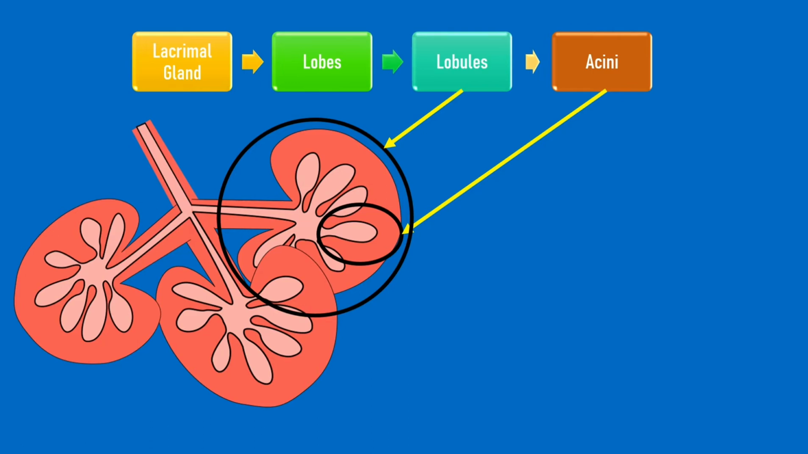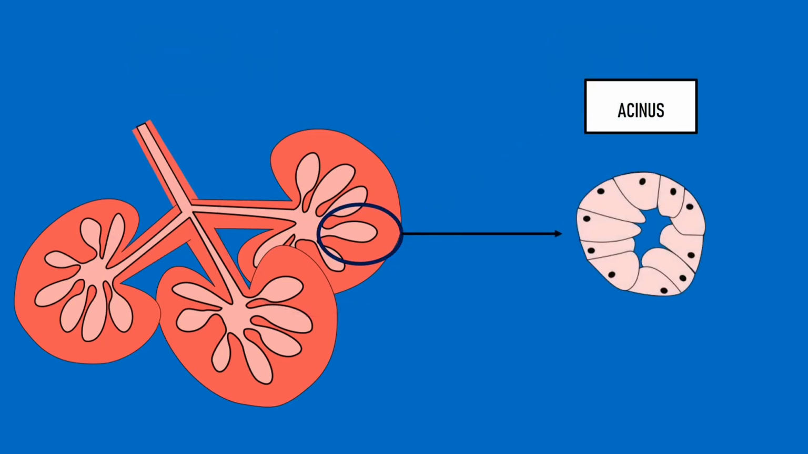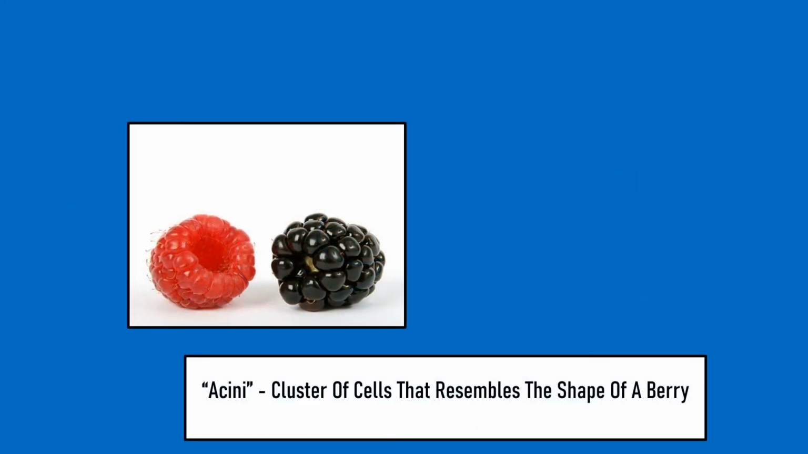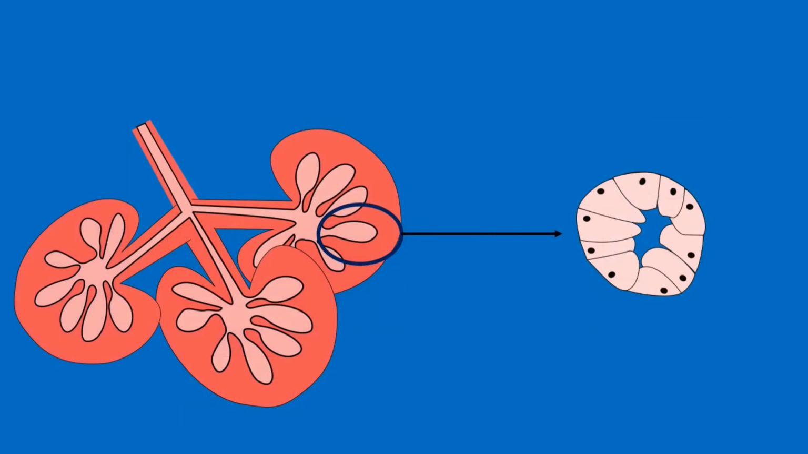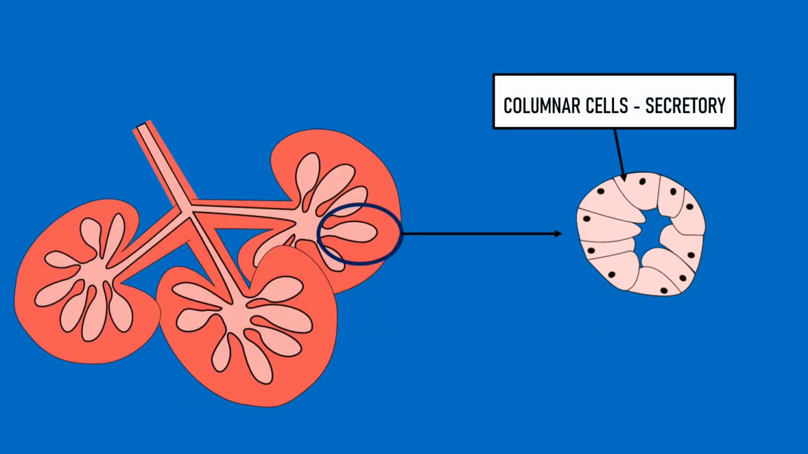This is the magnified view of an acinus. Now, what exactly is an acinus? Acini refer to a cluster of cells that resemble the shape of a berry. So you can see here that the arrangement of cells in an acinus is similar to the structure of a berry. Now these acini are lined with columnar cells that are secretory in nature.